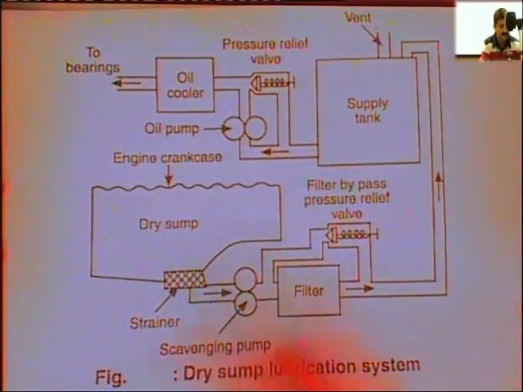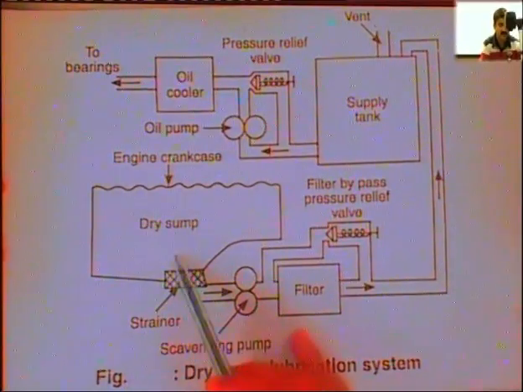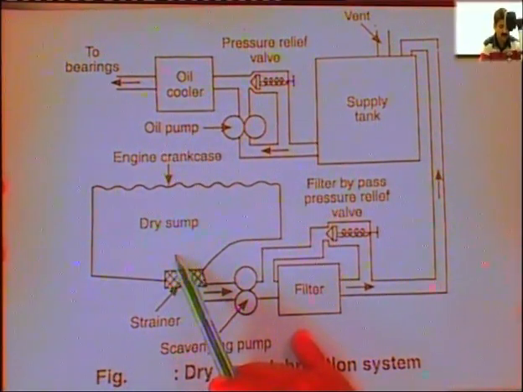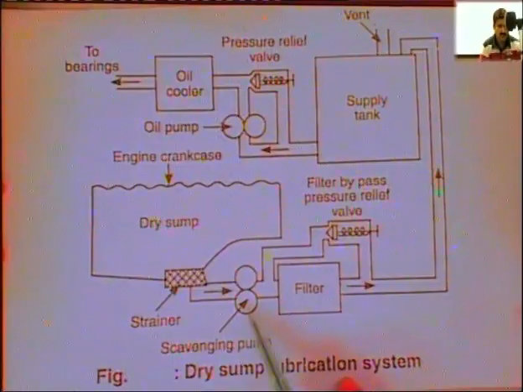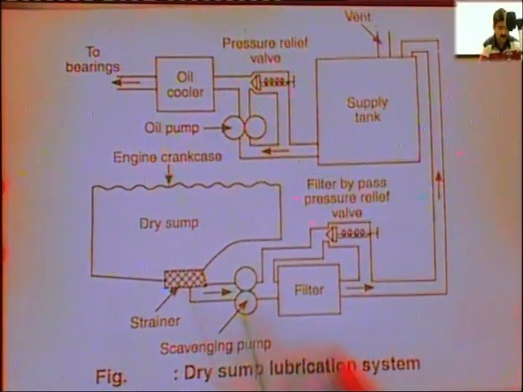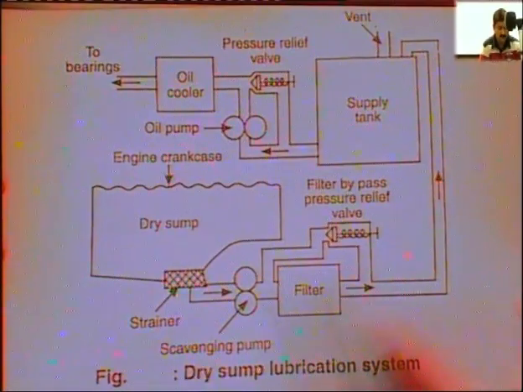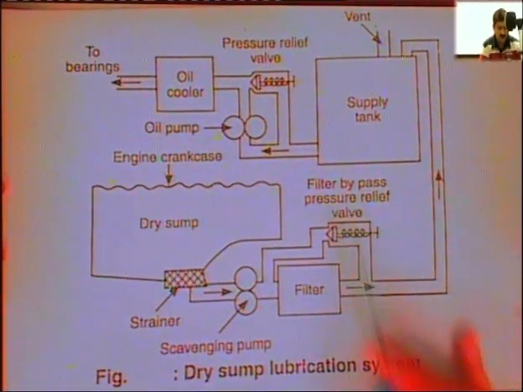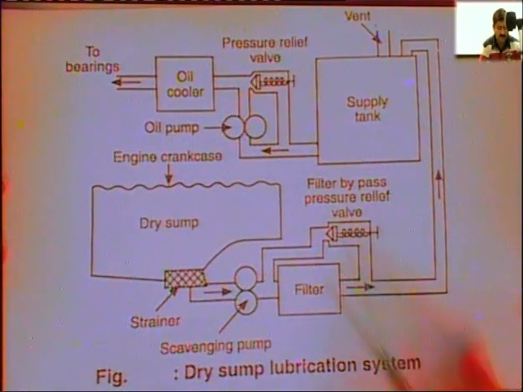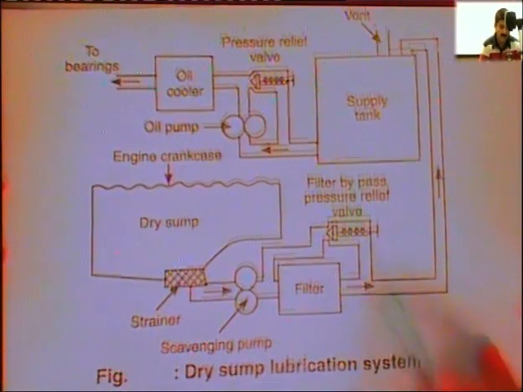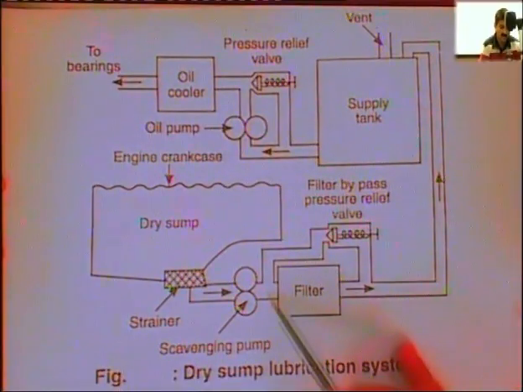This is just a container, it will come to a dry sump, and from here again a scavenging pump takes away this oil through this strainer and again gives it to the filter, from where the impurities get filtered here, and there is also a filter bypass pressure relief valve. If the pressure gets increased, it will again bypass the oil and provide it here.